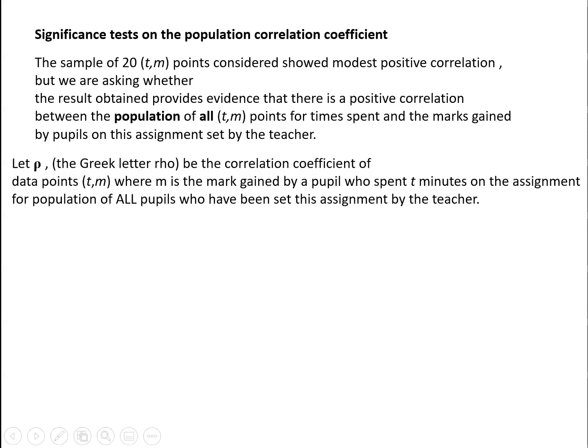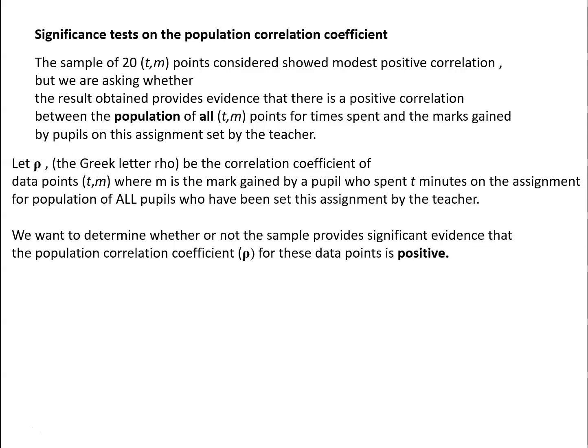So let rho be the correlation coefficient of the data points t, m, where m is the mark gained by a pupil who spent t minutes on the assignment, for the population of all pupils who have been set this assignment by the teacher. Then we want to determine whether or not the sample that we considered on the previous page provides significant evidence that the population correlation coefficient, that is rho, for these data points is positive. We're going to set up a significance test using a critical region to make this decision.